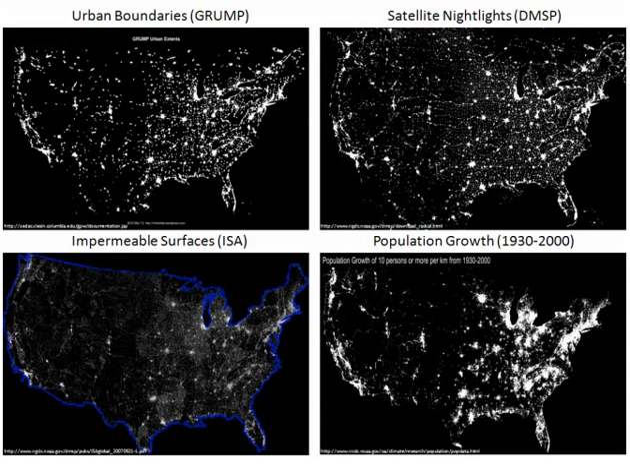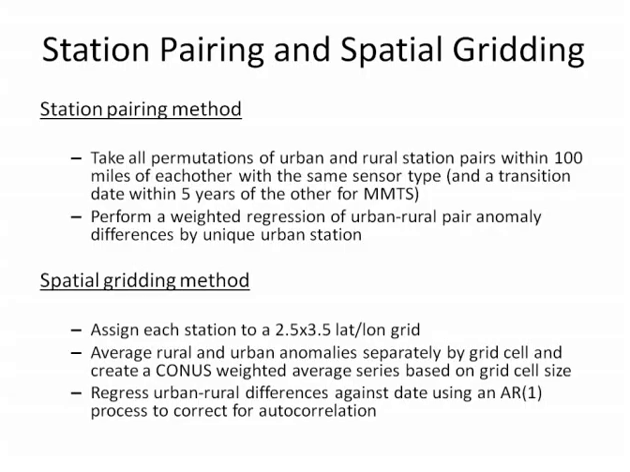And the way it ends up breaking down is the night lights and impermeable surfaces sets have a small number of urban stations, a large number of rural stations. The urban boundaries and population growth sets are more even. About half the stations are categorized as urban and half as rural. And we use 2 different methods to analyze the results of the urban and rural stations.